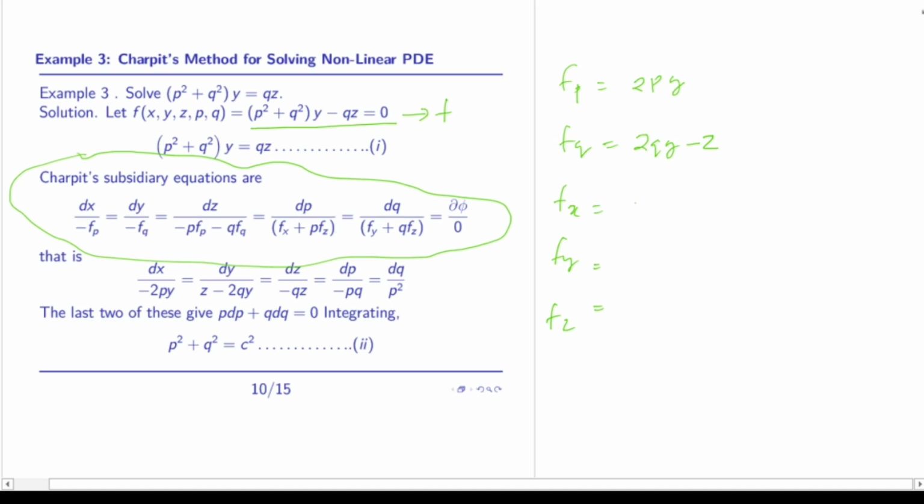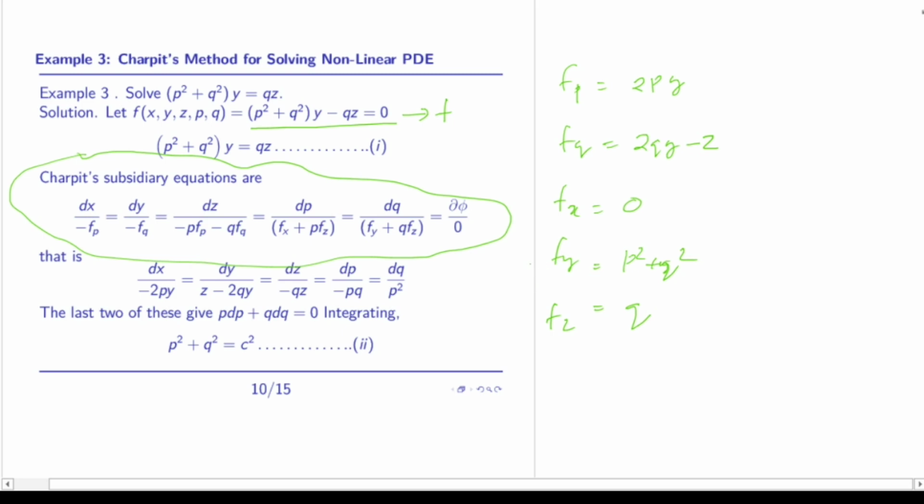Okay, then fx is equal to 0, fy is equal to p square plus q square, and fz is equal to q. So we can substitute all these terms into the subsidiary equation.